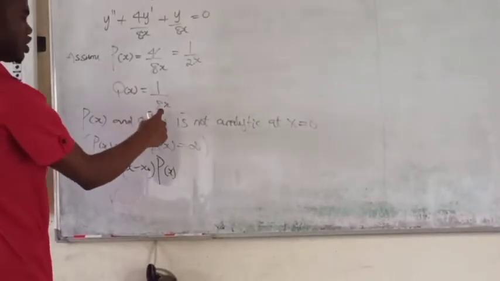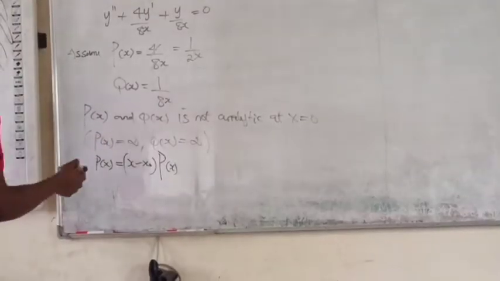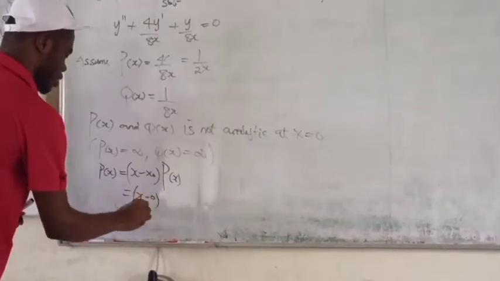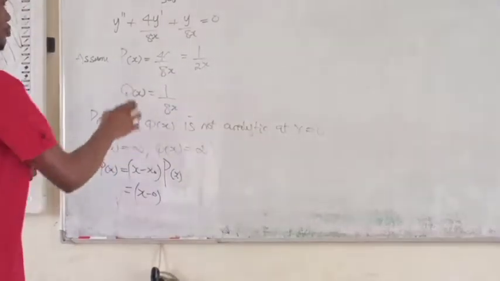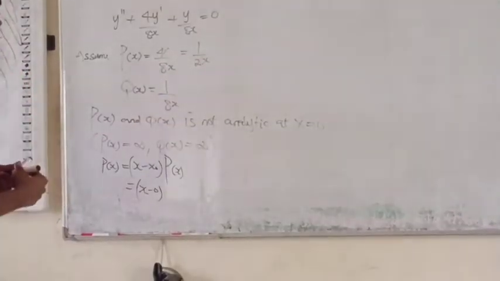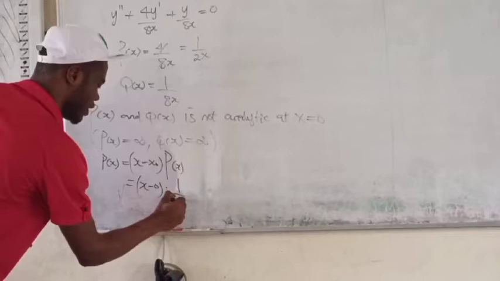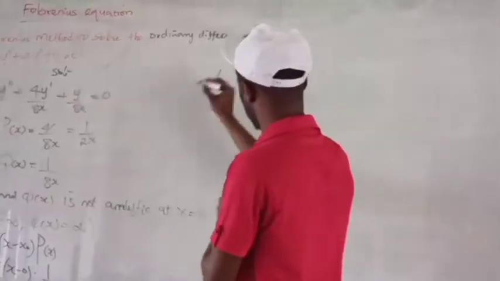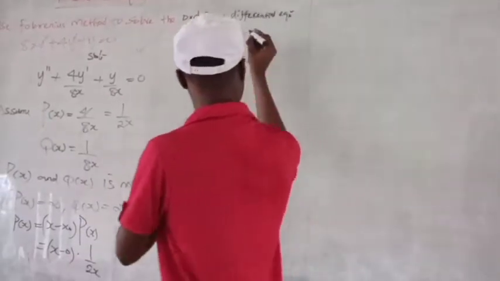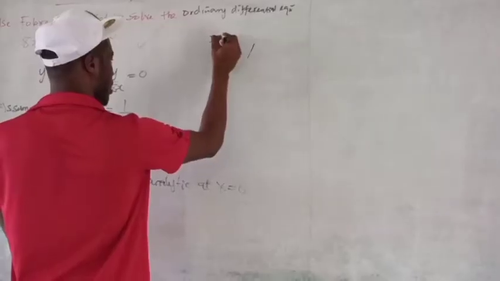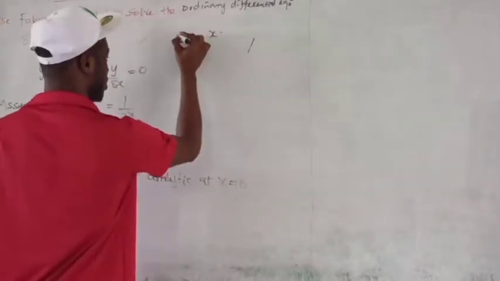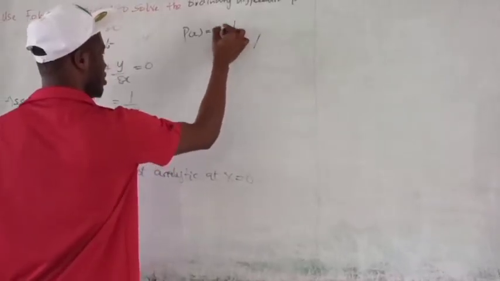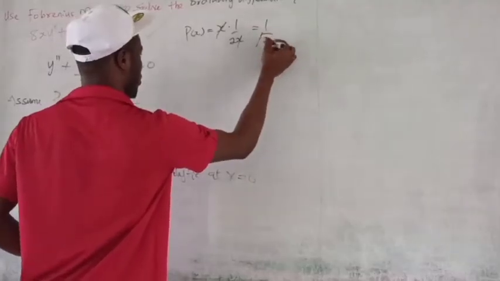Since my substitution was x equals to 0, I am left with x minus 0 multiplied by P of x. And of course, P of x is equal to 1 over 2x. So I have x, of course x minus 0 is x, times 1 over 2x. These cancel, and I'm left with 1 over 2.